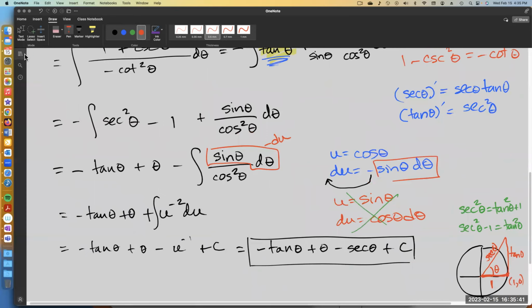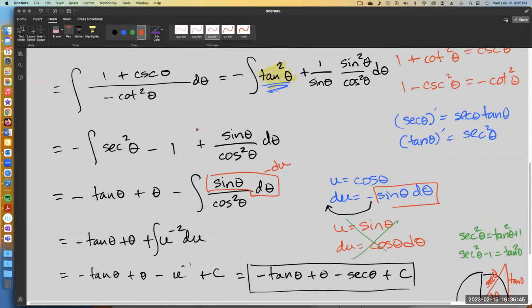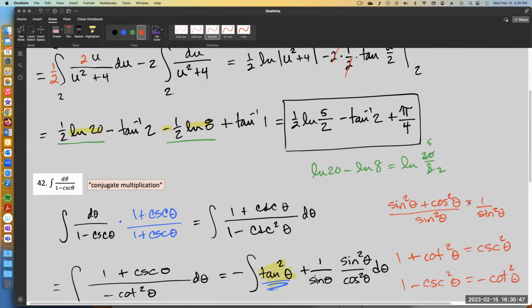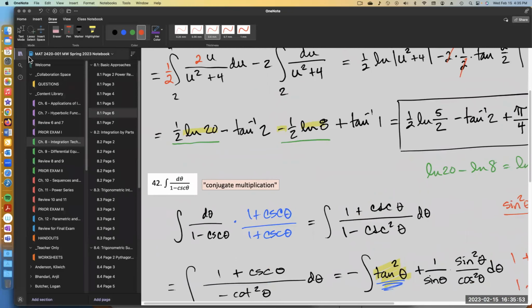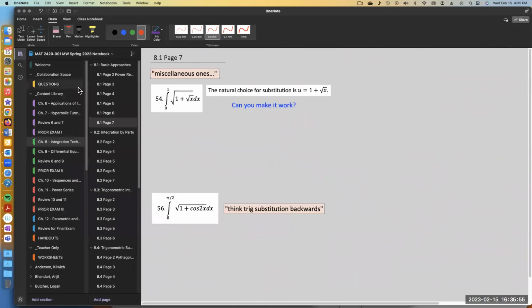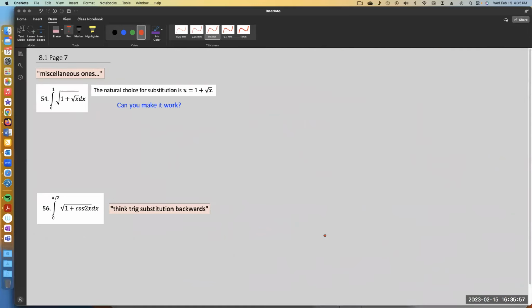I do like the sine squared minus cosine squared equals 1. Cosine squared plus sine squared is 1. Yeah, that works well. All right. Last slide in here. All right, so 2 more one-offy things.